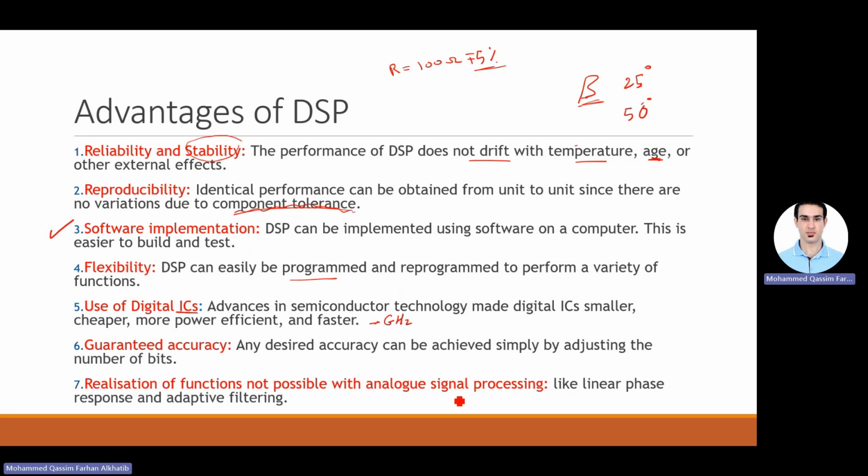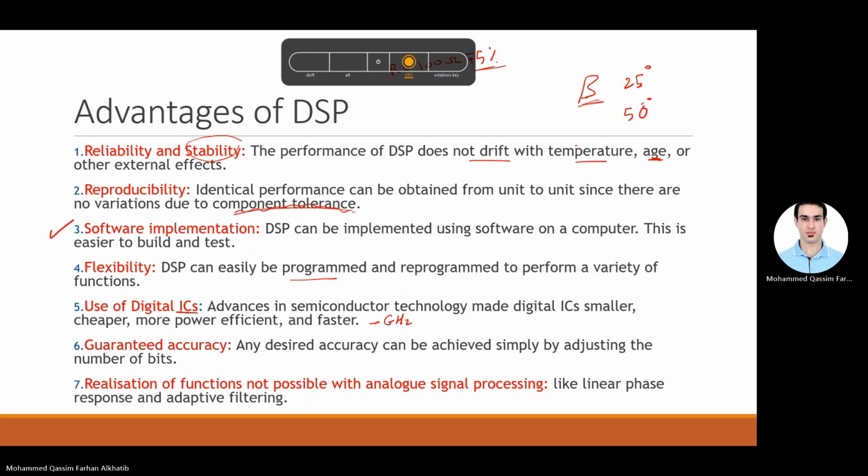Realization of functions not possible with analog signal processing, like linear phase response or adaptive filtering. Let's not worry about these concepts, but it's saying that there are more things that you can do in digital signal processing when compared to analog signal processing. All right.